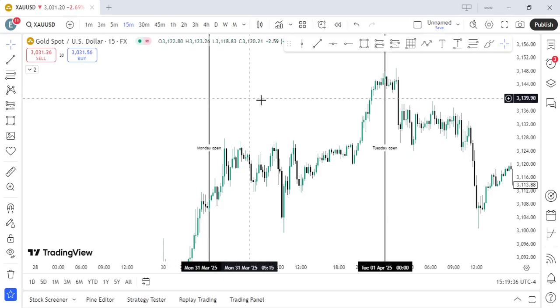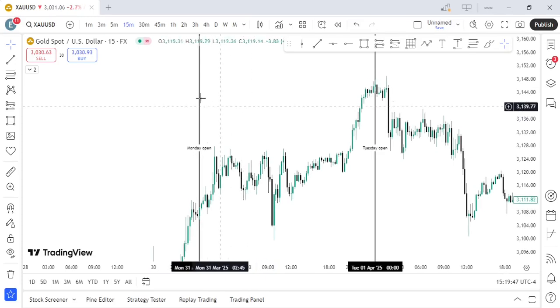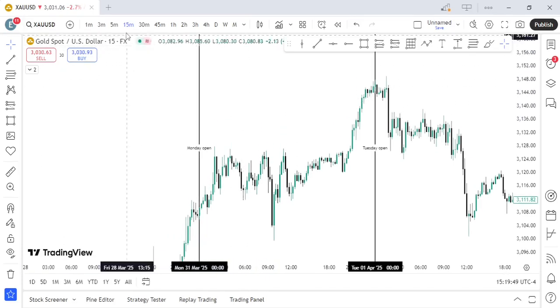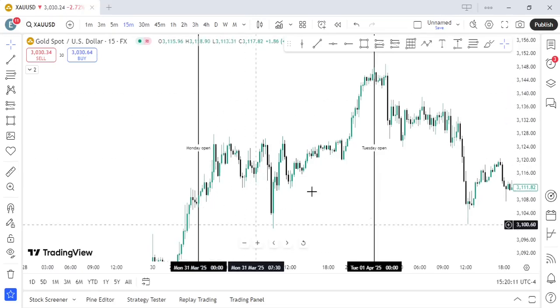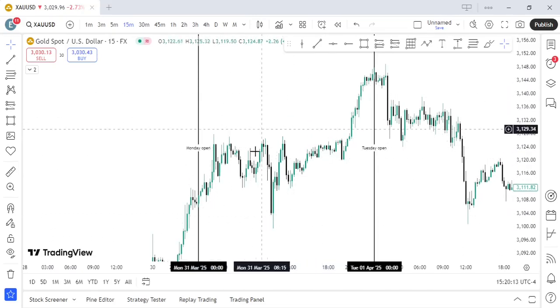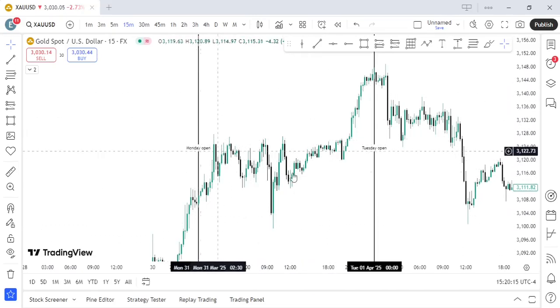Okay, so this is going to be our first example. This is the gold dollar and we are currently on the 15-minute time frame. All this price action happened just in one day. Now this is the open and this is the close. As you can see, this is the Monday open on the 31st of March and this is the Monday close, which is basically the Tuesday open, which happened on the 1st of April.